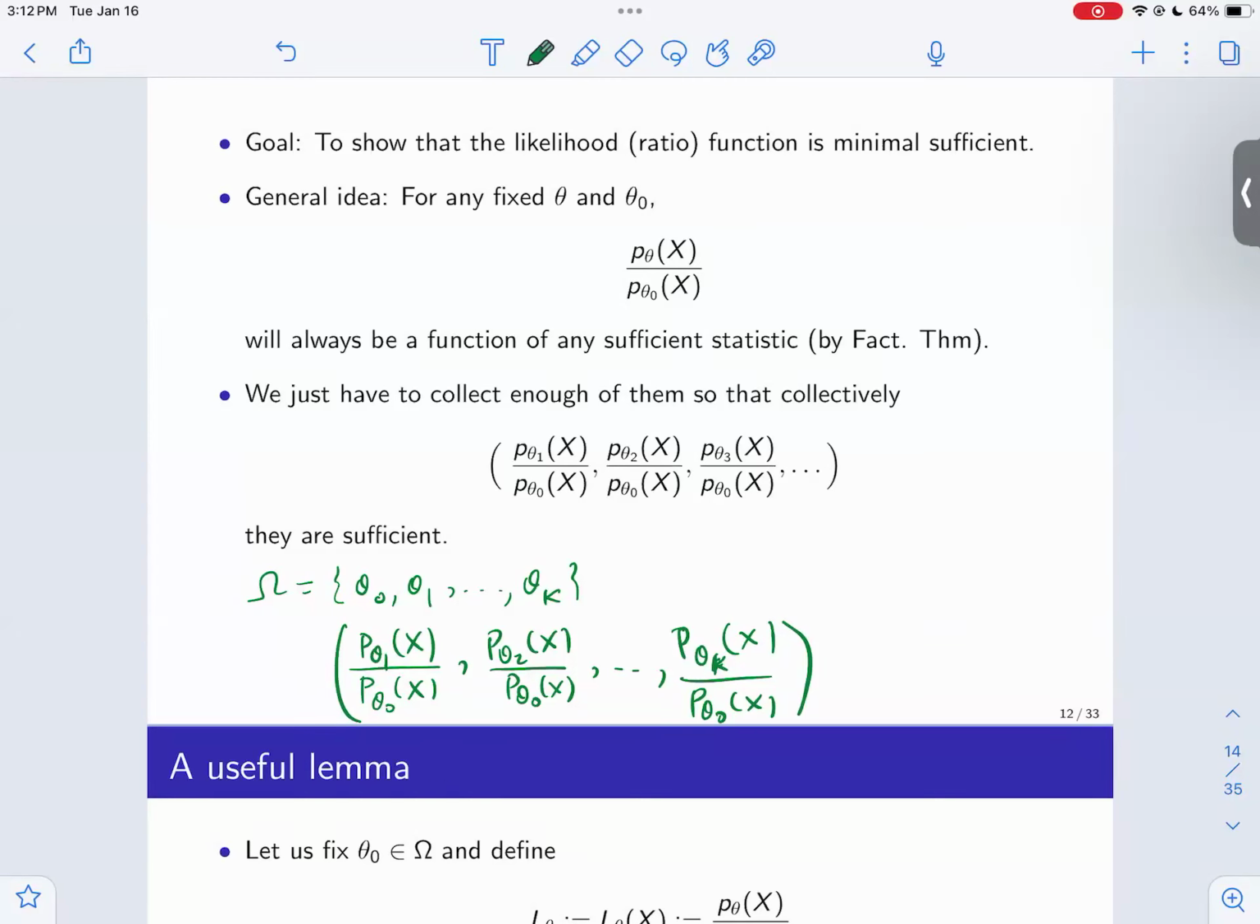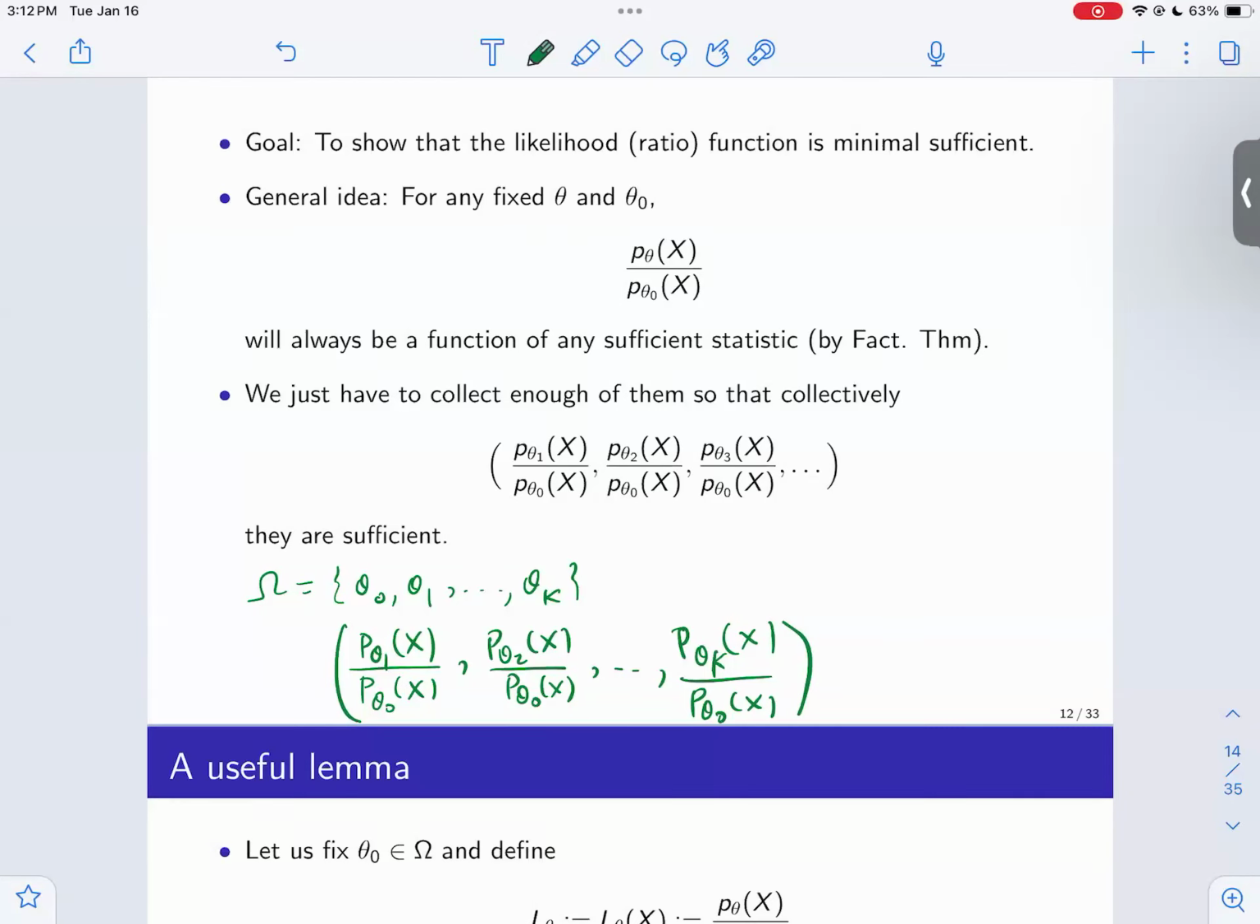But in the DCF family, I don't need to consider all the possible ratios. For example, if I need the other ratio, p theta 1 of x divided by p theta 2 of x, I can get it by inverting this and multiplying like that. So all the other ratios are constrained that way. There's no zero here. So the idea is that this is going to be minimal sufficient. This as a whole vector is a function of x. This function is minimal sufficient.